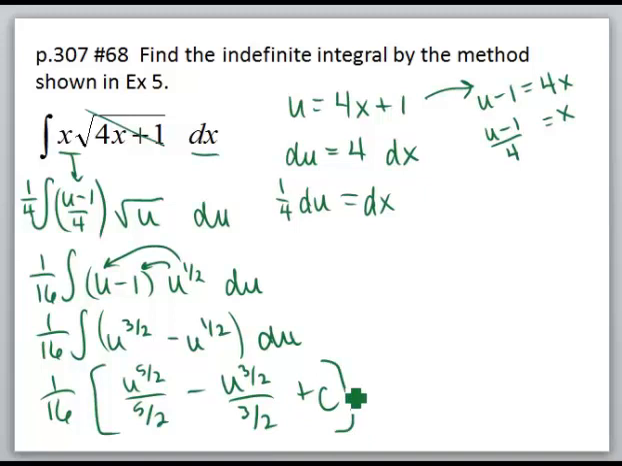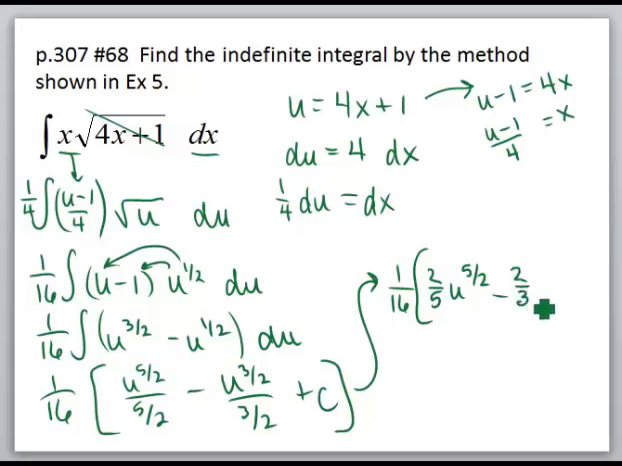It looks like a mess right now. So what we're going to do is we're going to simplify this a little bit. And I'll come up here with that. I'll have 1 over 16. This would be 2/5 u to the 5/2 minus 2/3 u to the 3/2 plus c. I need to replace my u values with x's. So I get 1 over 16.